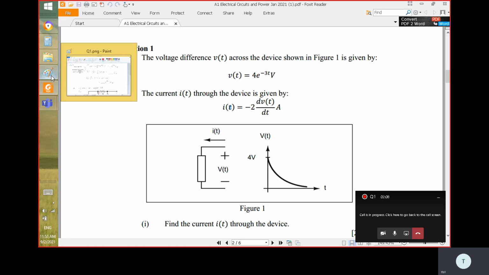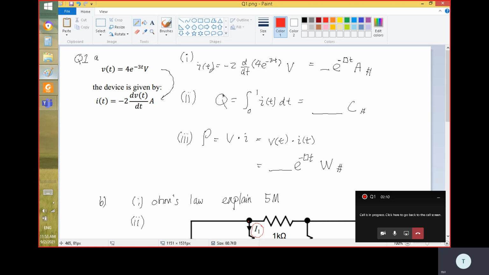So what I mean is, i(t) is equal to minus 2 dv(t)/dt, where this whole thing is v. After you do the derivative, you'll get an answer of something like this: something e to the minus something t amperes.